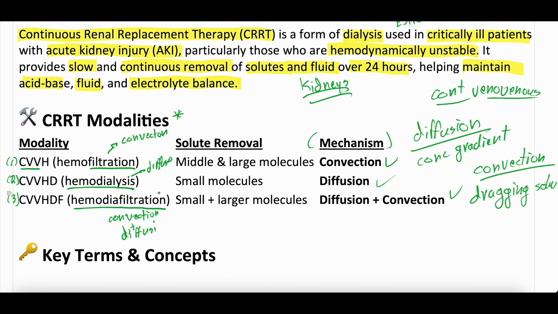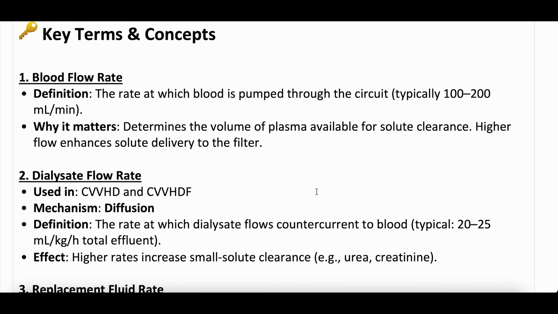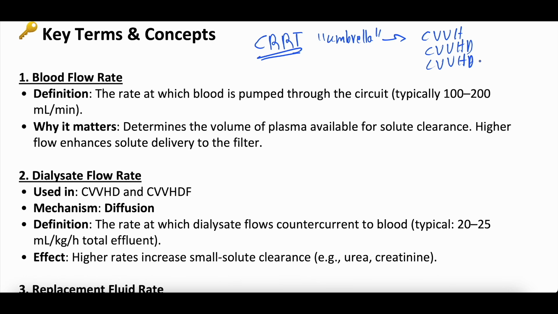All right, hopefully that was confusing in a way that makes it less confusing later. You'll have to let us know. So, key terms and concepts as we continue to define things. We're going to come back to convection and diffusion, I promise. But there are some key terms and concepts within CRRT verbiage that are important to know. CRRT, continuous renal replacement therapy, is the umbrella term for all modalities, which, as we said, are CVVH, CVVHD, and CVVHDF. CRRT is the umbrella term that encompasses all three of these different modalities.